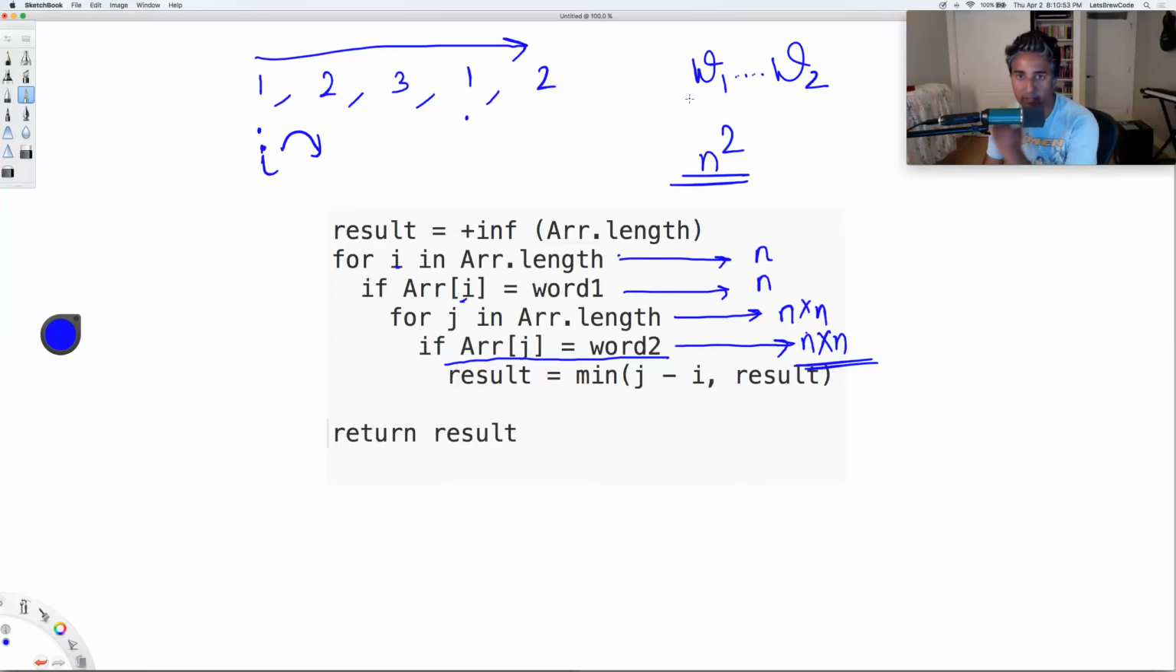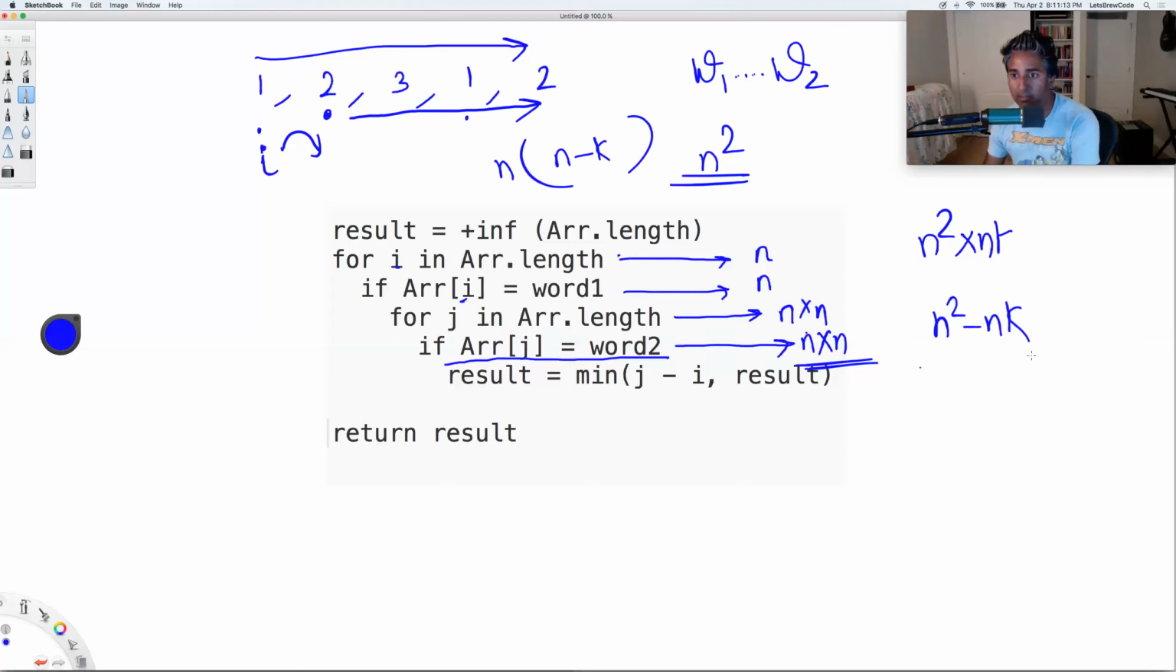Let me think about it, but even then it will be n square, because anytime you set a pivot here and you scan the whole thing, for each item here you're scanning some n minus k elements, right? And n into n minus k will result in n square minus nk, which equals n square in the end. Yeah.